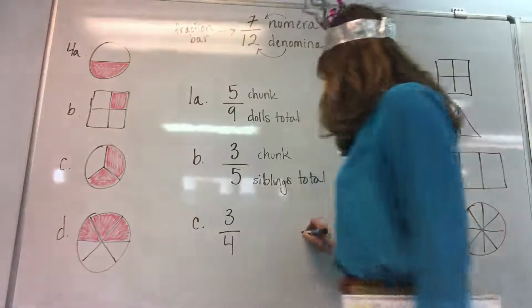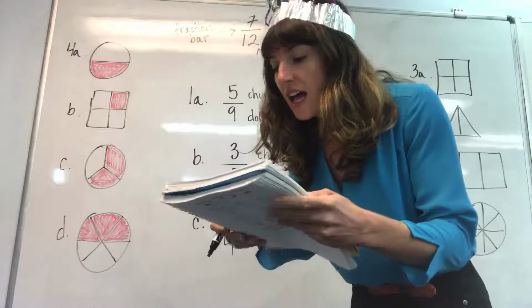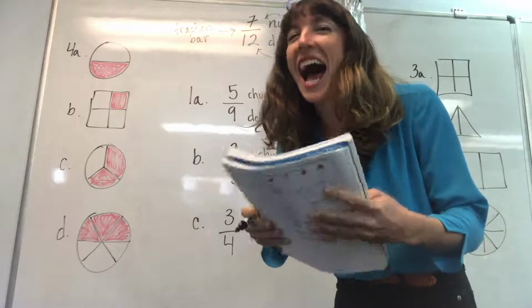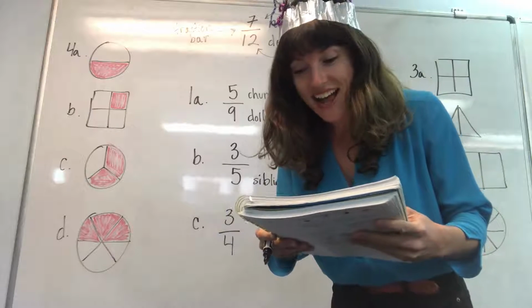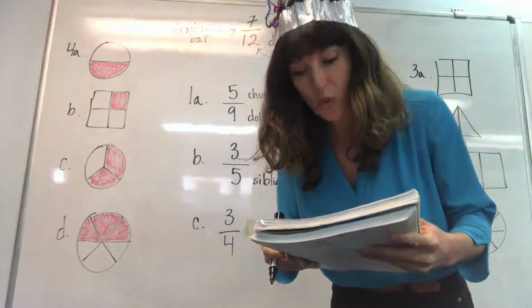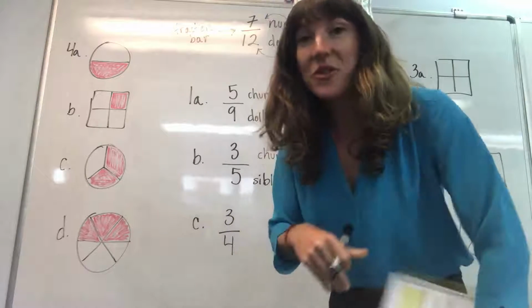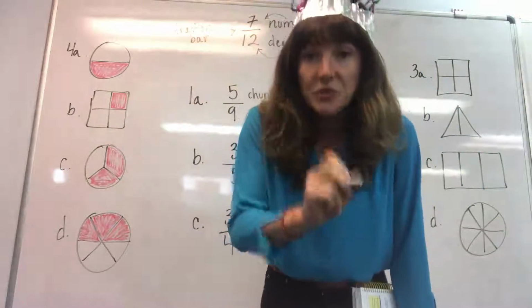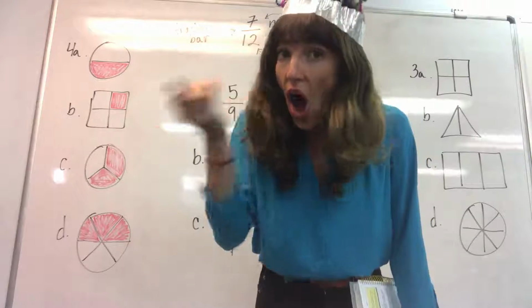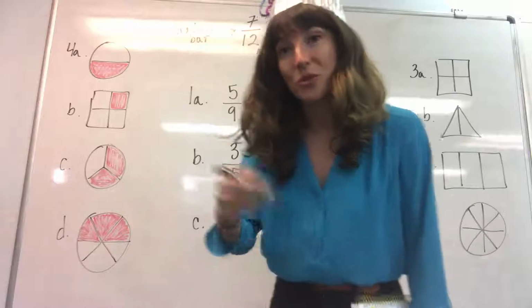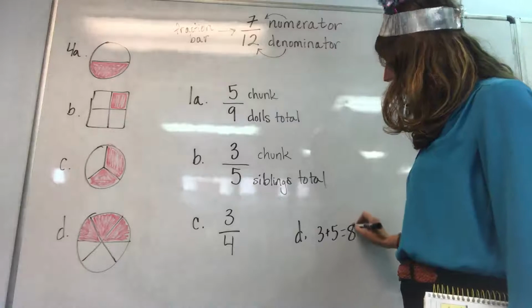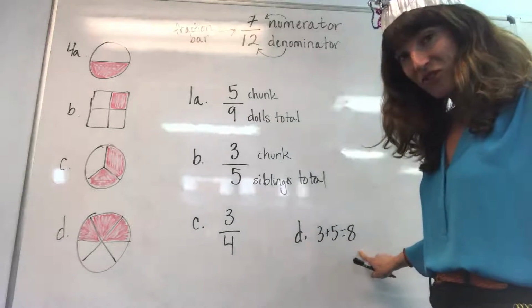And now D. Ladia has 3 blue pencils and 5 red pencils. What fraction of the pencils are red? So now they're doing a word problem. So she has 3 blue pencils and 5 red pencils. How many pencils does she have in all? In all tells us to add, so 3 plus 5 equals 8. That is the total number of pencils she has.